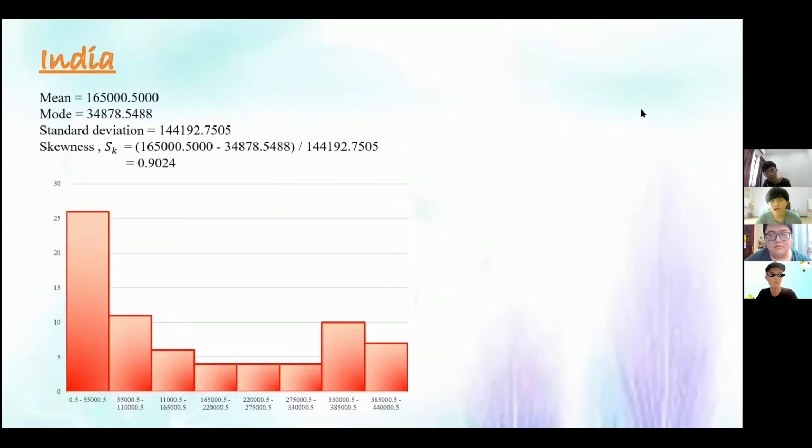Thanks, Ming Yan. And now I will tell you about skewness, which refers to the asymmetry that diverges from normal distribution in a set of data. We can calculate the skewness by the mean minus mode, divided by standard deviation. After calculation, we know the skewness of India is 0.9024.